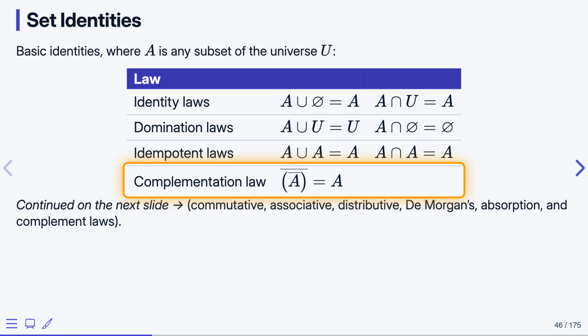And the complementation law, sometimes called double complement. The complement of the complement of A is A again, because negating twice brings you back. More laws follow on the next slide. Commutative, associative, distributive, De Morgan, absorption, and complement laws.